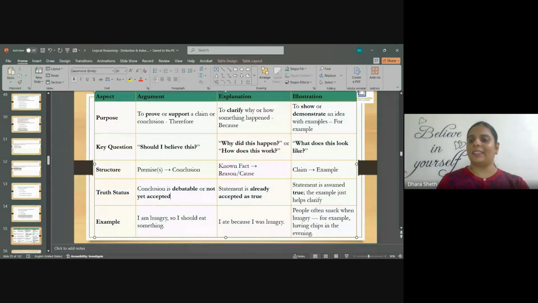Illustration is example. To show or demonstrate the idea with examples, the keyword is for example. What does this look like? There's a claim and there's an example to explain it. The statement is assumed to be true and the example just helps to clarify it. It does not give more proof. People often snack when hungry. For example, having chips in the evening. This is an example for an example.